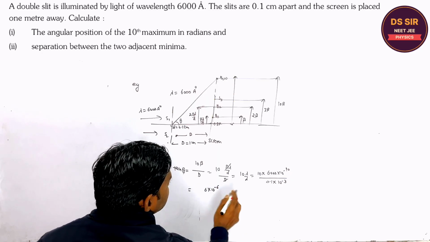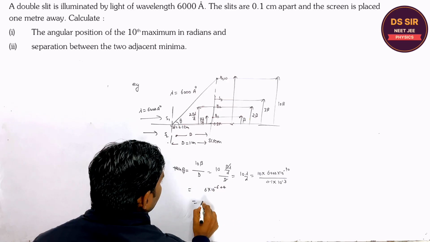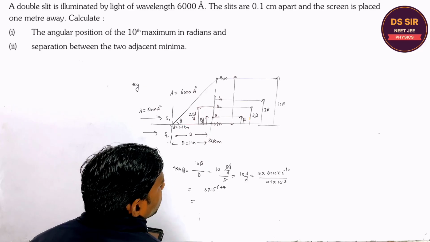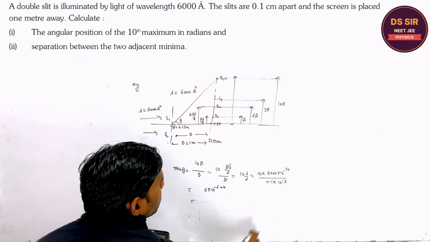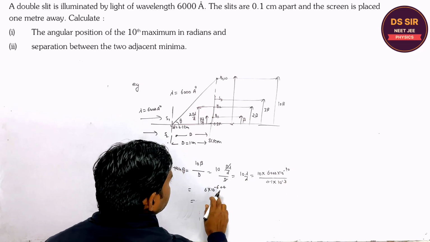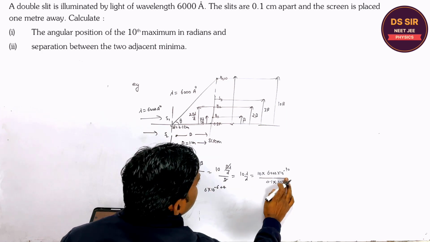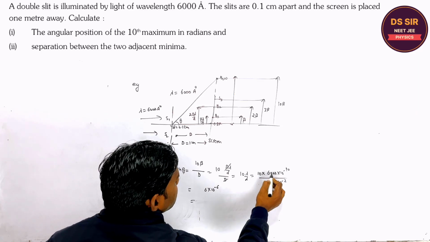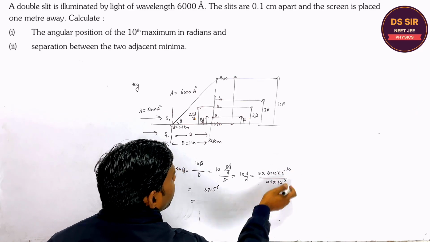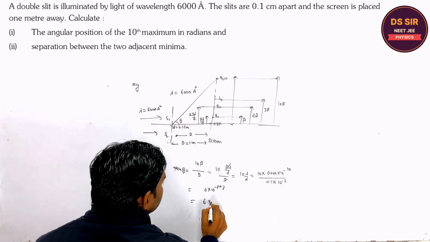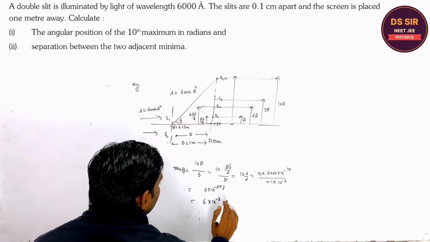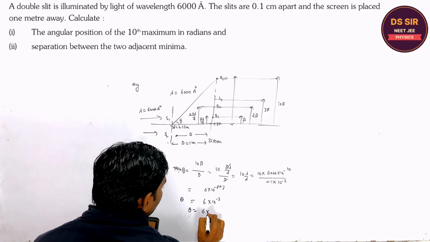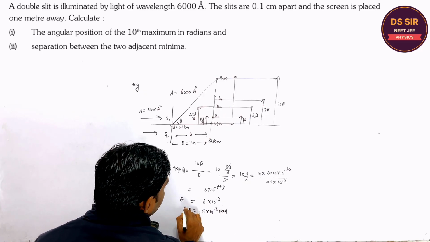6 into 10 to the power minus 6 plus 4, 0.06. All right. Wait for 1 minute. 6000 angstrom is 10 to the power minus 10, and this is minus 6. And it is 0.1 centimeter, which is 10 raised to minus 2. So it is 6 into 10 to the power minus 6 in the numerator. When it goes, plus 3, so it is 6 into 10 to the power minus 3. And theta is small. So theta is 6 into 10 to the power minus 3 radian, which is the correct answer.